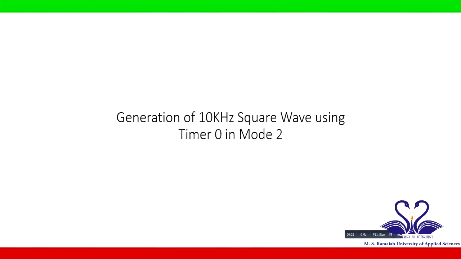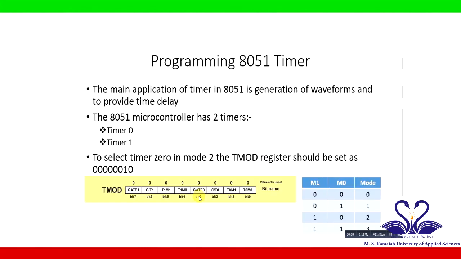Hello students, today we will be studying about the generation of 10 kHz square wave using timer 0 in mode 2. The main application of timer in 8051 is generation of waveforms and to provide the time delay. There are two timers in microcontroller, namely timer 0 and timer 1.